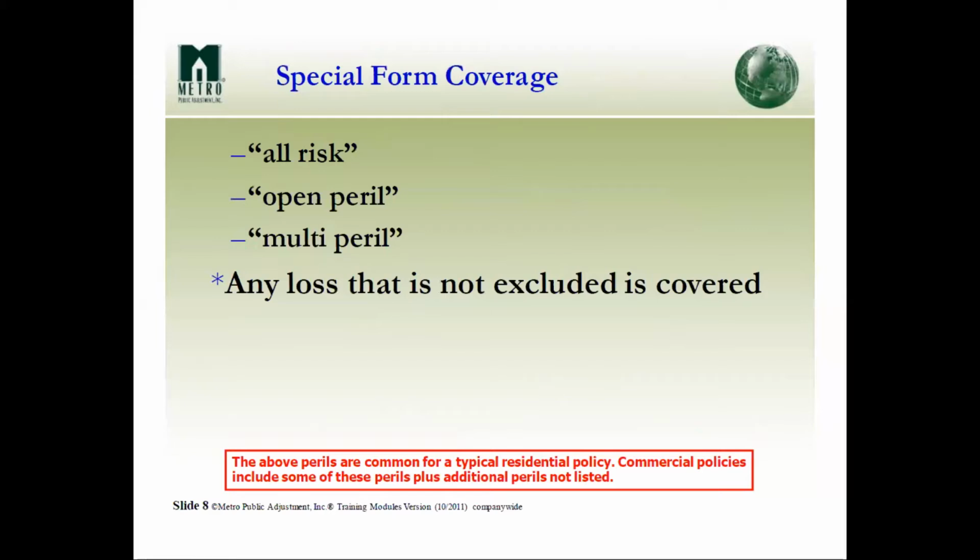And then you have the special form coverage, which is your all risk policy. Any loss that is not excluded is in fact covered. Typical things that are excluded is something called water. Now, water just isn't normal water. Water means floods. It means groundwater swelling. It is not water from the sky. That's rain. That's a separate peril. Another one that is often excluded is earthquakes. Earthquakes are excluded on most policies.